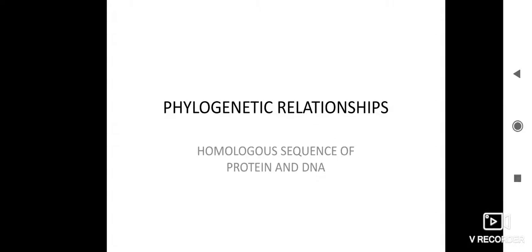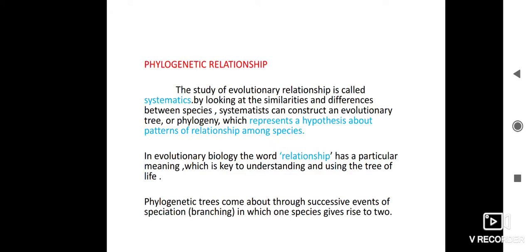Today I am discussing the topic phylogenetic relationship, homologous sequence of protein and DNA. Phylogenetic relationship. ആദ്യം നമുക്ക് phylogenetic relationship എന്താണെന്ന് നോക്കാം. The study of evolutionary relationship is called systematics.